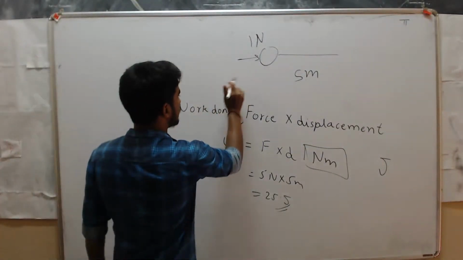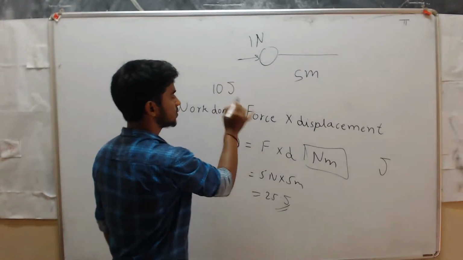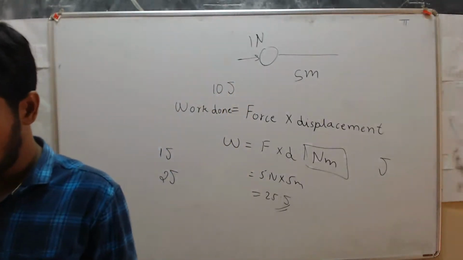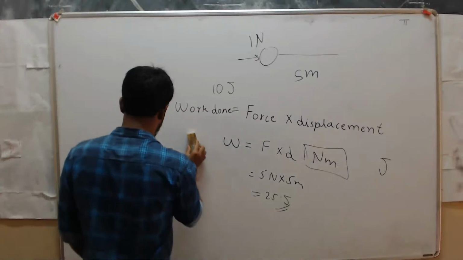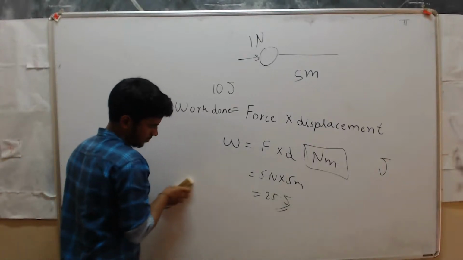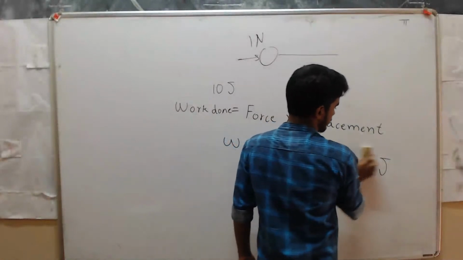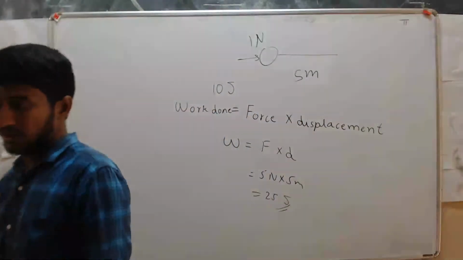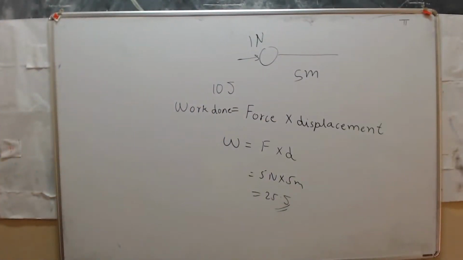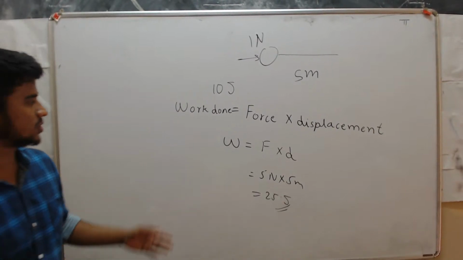Now tell me, what is the meaning of 10 joules? Quick. Yes, 5 Newton with 1 meter displacement, 5 Newton with 2 meter displacement. Yes, correct answer. So 5 Newton force is applied on an object and it covers 2 meter of displacement. Yes, see, you can define this 10 joules in many ways.